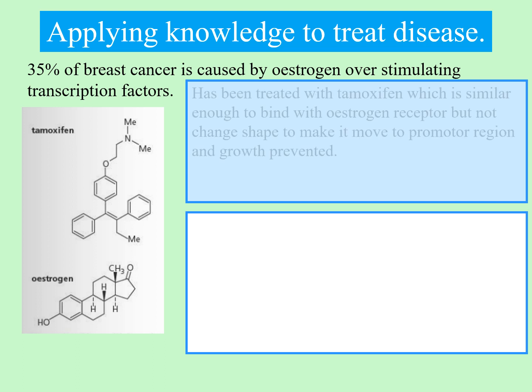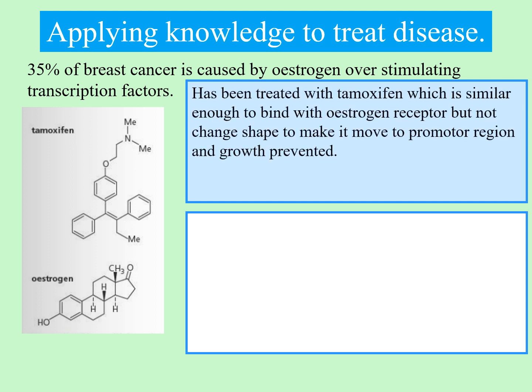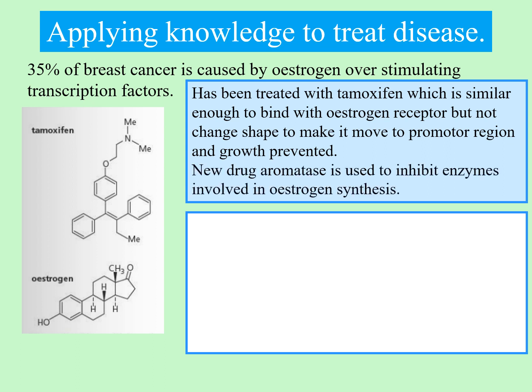And there are different types of drugs that have been used. So one type of drug is tamoxifen, which is similar enough to bind to the estrogen receptor, but does not change its shape. So effectively it blocks the estrogen receptor, meaning that the ERA is no longer activated, and therefore it won't allow the RNA polymerase to attach, and therefore stops excessive transcription. There's a newer drug called aromatase inhibitor, which is also used to inhibit the enzymes involved in estrogen synthesis as well, so you can prevent that from happening.